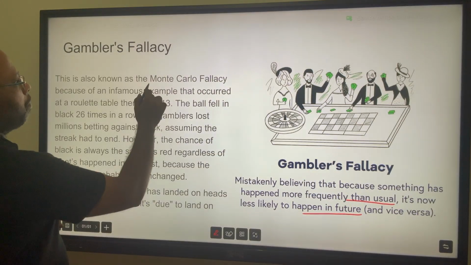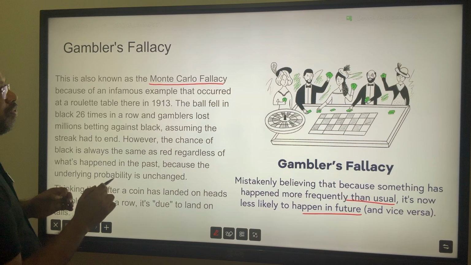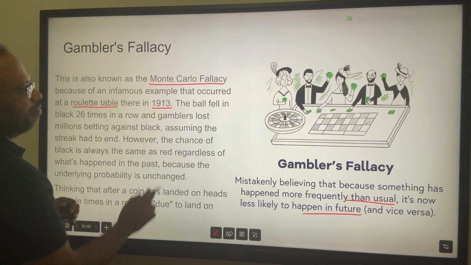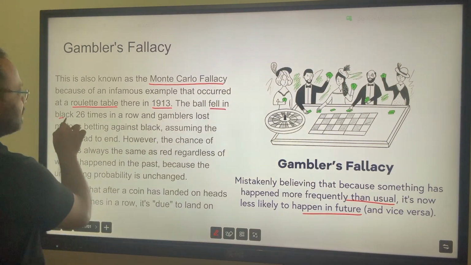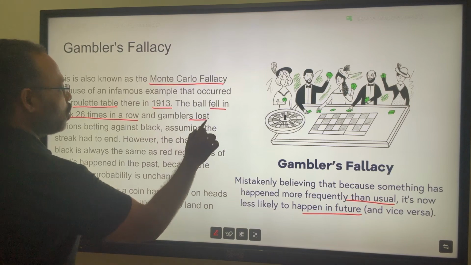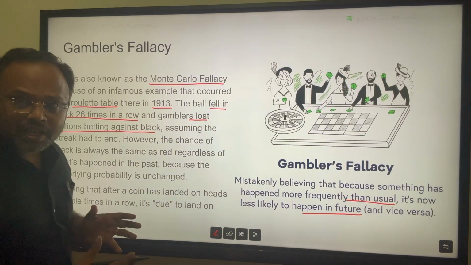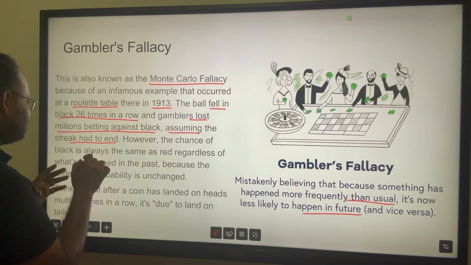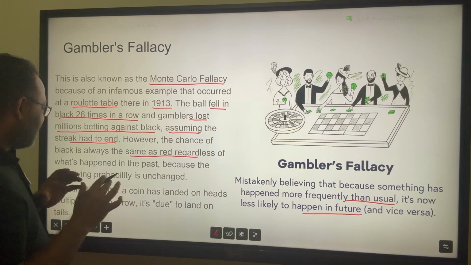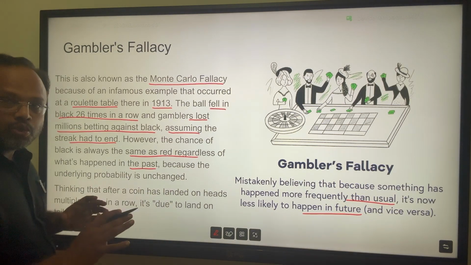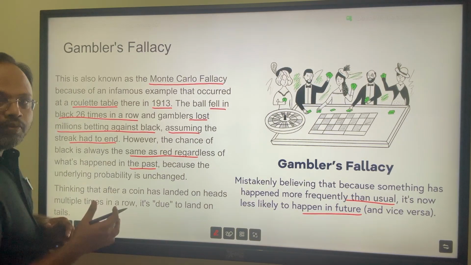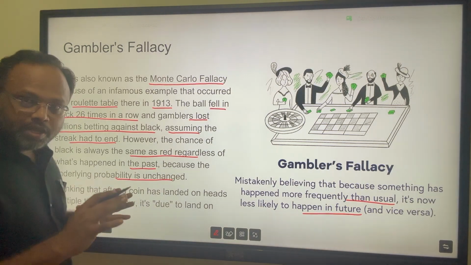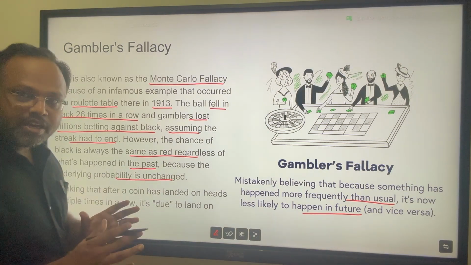It is also known as the Monte Carlo fallacy because of an infamous example that occurred at a roulette table in 1913. The ball fell on black 26 times in a row and the gamblers lost millions betting against black, thinking that black has occurred previously, so next time black will not happen. The chance of black is always the same as red regardless of what happened in the past. The probability is the same before rolling the ball, because the underlying probability is always unchanged. It is going to be the same for both black and red every time.